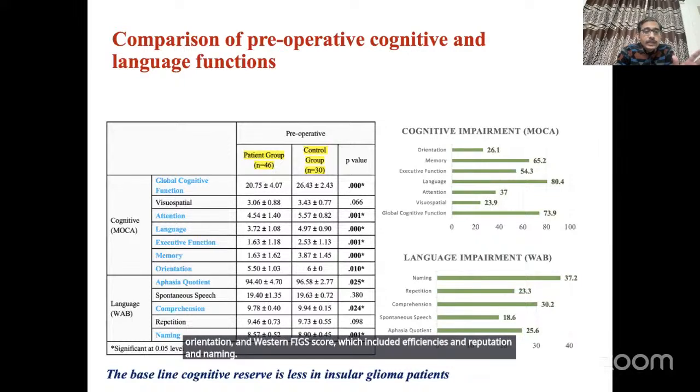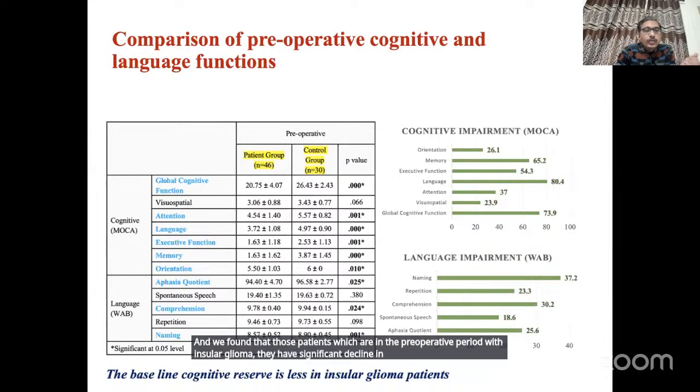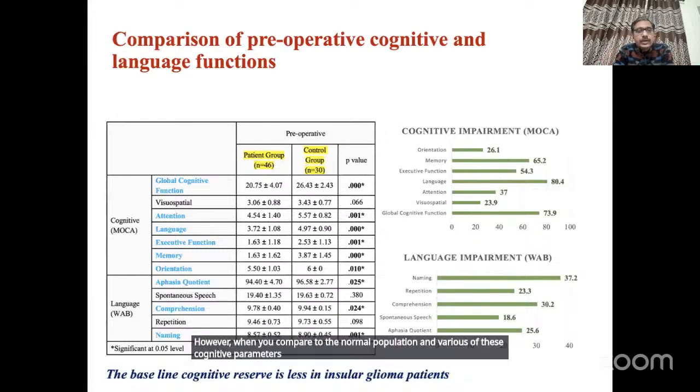And we found that those patients with insular glioma in the preoperative period have a significant decline in these cognitive assessments. However, the majority of these patients are unaware of this, and they could carry out their daily performances. However, when you compare to the normal population, various of these cognitive parameters are statistically lower in comparison to the normal group.